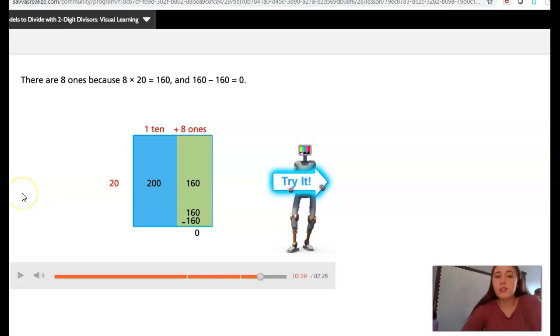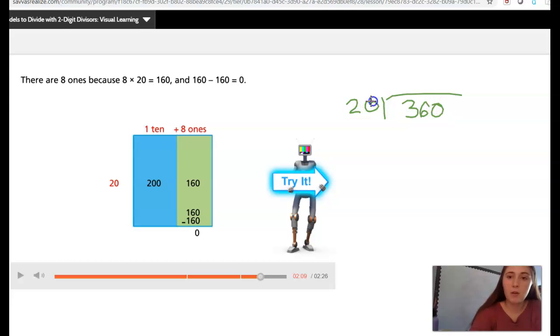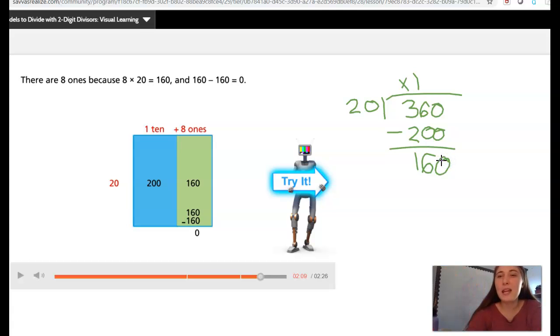Okay, so just like we did before with our division, we had the 1 set up and we had 160 left over from our total. So this is what we had. We had our 360 and our 20. We put an X here and a 1 for the 10. We subtracted 200. We were left with 160. Then we found that 20 times 8 gives us 160. So we put an 8 above the ones place, subtract the 160, which gives us 0 left over.